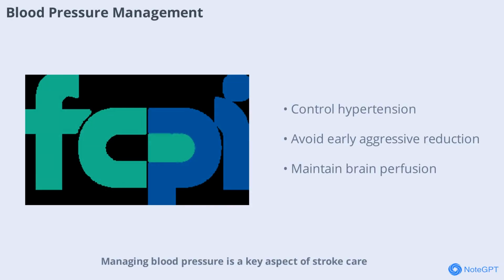Managing blood pressure is a key aspect of stroke care. Medications such as labetalol or nicardipine are used to control hypertension, which can worsen outcomes if left unchecked. However, early aggressive blood pressure reduction is generally avoided in the acute phase to prevent further brain injury. The goal is to maintain optimal blood flow to the brain while minimizing risks.